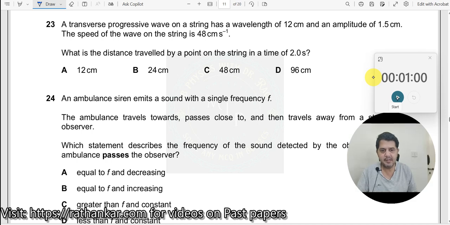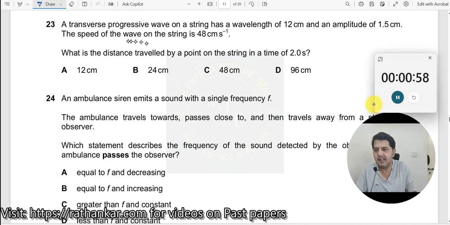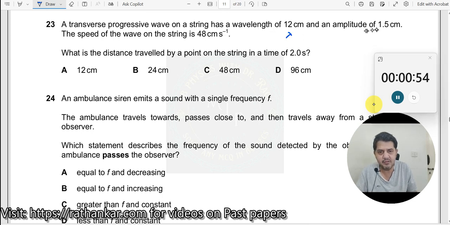Okay, question number 23. A transverse progressive wave on a string has a wavelength of 12 centimeter. Lambda is given to you, amplitude of 1.5 centimeter. The speed of the wave on the string is 48 centimeter per second. What is the distance traveled by a point on the string in a time of 2 seconds?